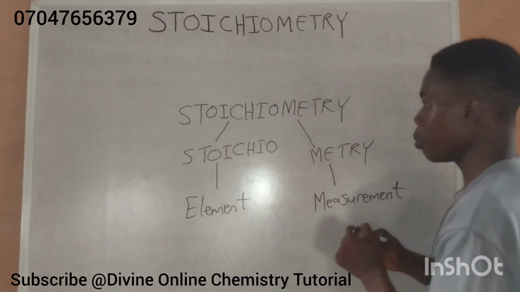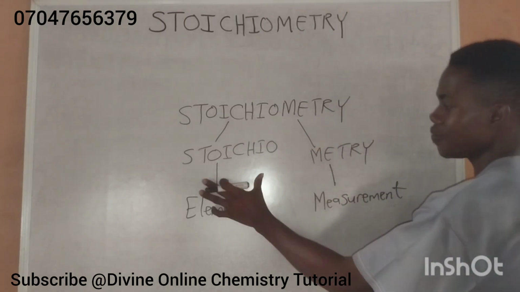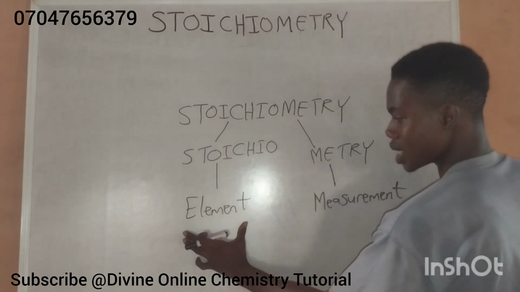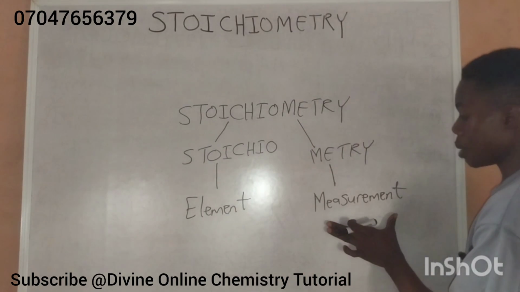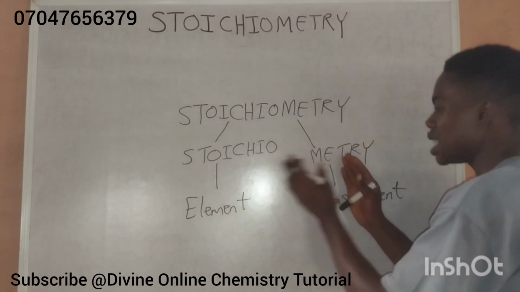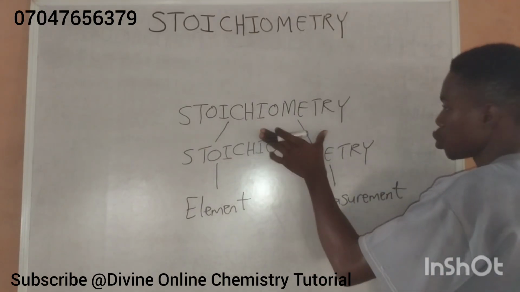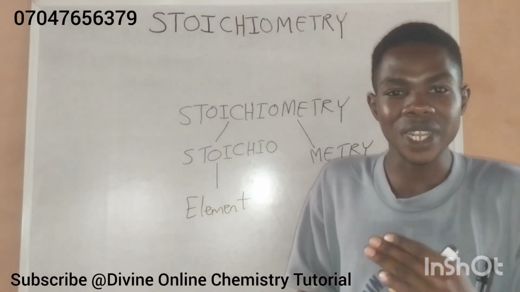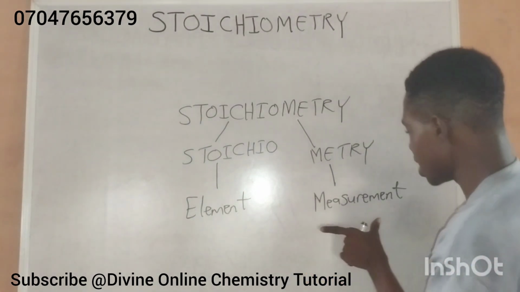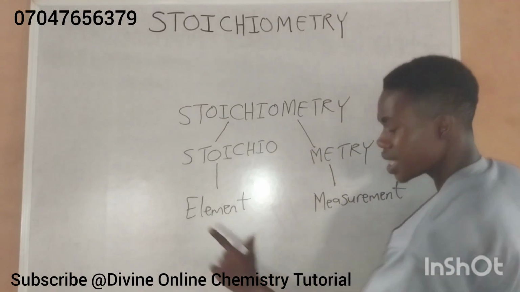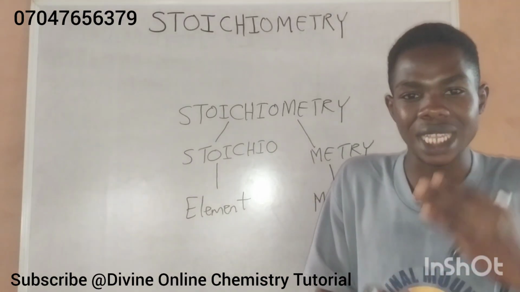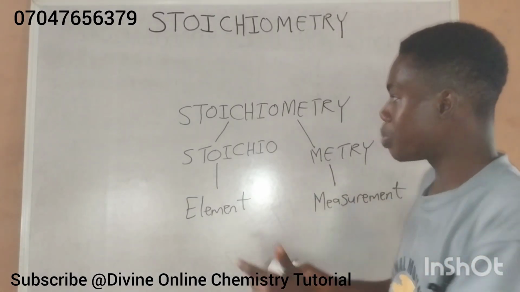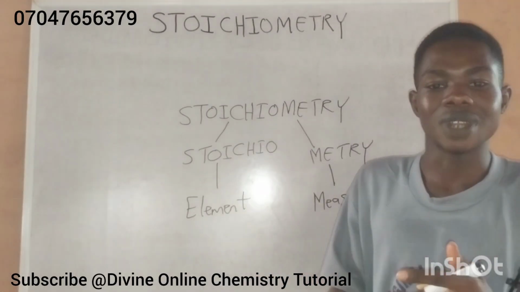So the word stoichiometry can be divided into two. The first part is stoichio, while the other part is metry. Stoichio means element, while metry means measurement. When you combine the two of them together, you get the full word stoichiometry. That's the reason why, when defining stoichiometry, you define it as the art of measuring chemical elements in quantitative analysis or relationship in a chemical reaction.